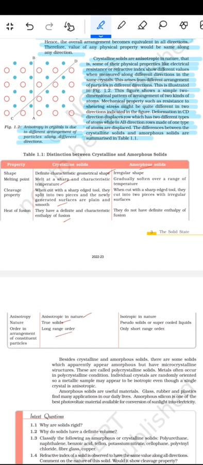Amorphous solids gradually soften over a long range of temperature, or when cut with a sharp edge tool they cut into two pieces with irregular surfaces, or they do not have a definite enthalpy of fusion.